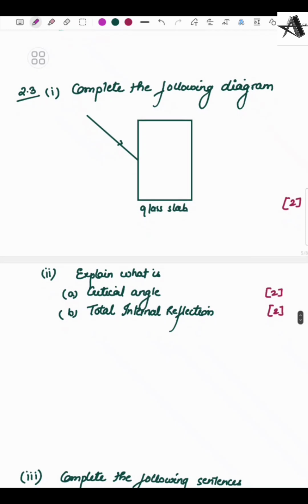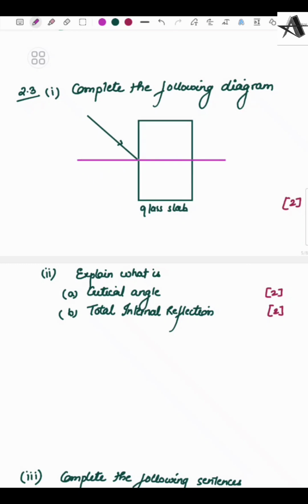2.3, complete the following diagram. See, this is a glass slab given, a light is coming. Definitely what kind of phenomena occurs? It's a refraction because light is traveling from one medium to another medium. So we need to complete. First is we have to draw the imaginary line which is called the normal. That is a perpendicular line to the glass slab here.